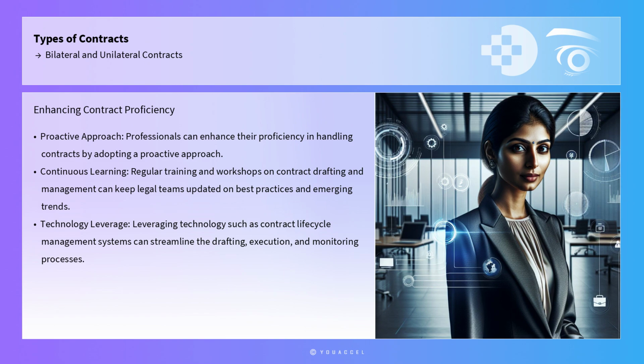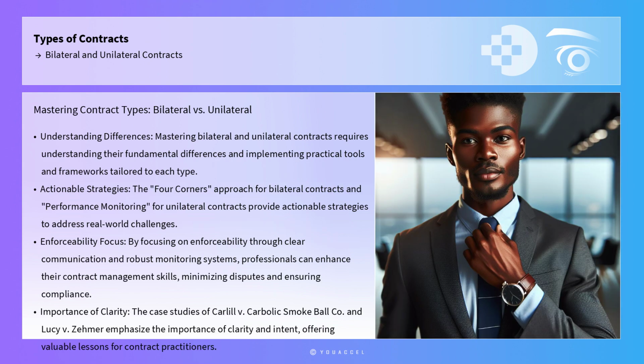Professionals can enhance their proficiency in handling contracts by adopting a proactive approach. Regular training and workshops on contract drafting and management can keep legal teams updated on best practices and emerging trends. Moreover, leveraging technology such as contract lifecycle management systems can streamline the drafting, execution, and monitoring processes, reducing human error and increasing efficiency. In conclusion, mastering bilateral and unilateral contracts requires understanding their fundamental differences and implementing practical tools and frameworks tailored to each type.